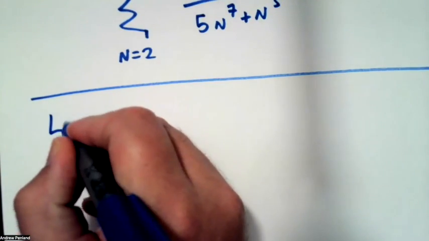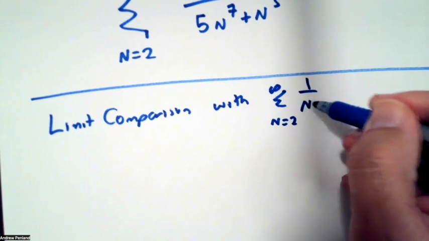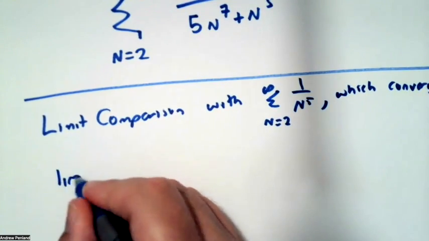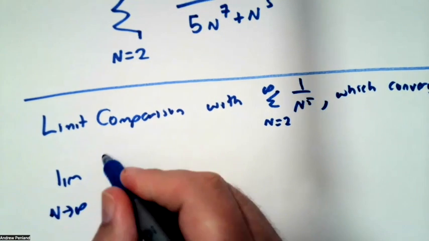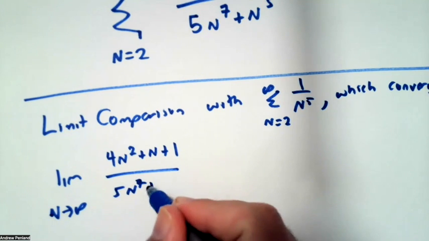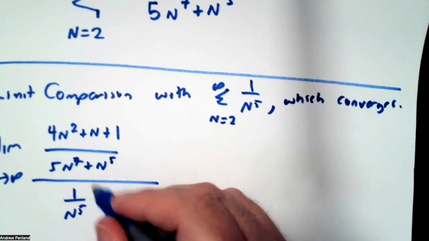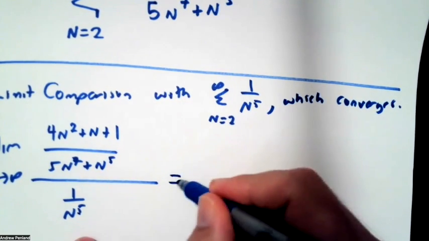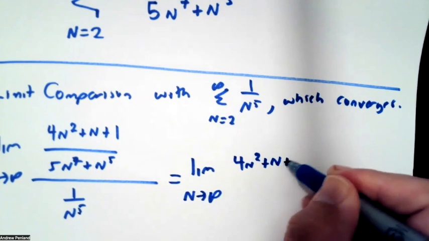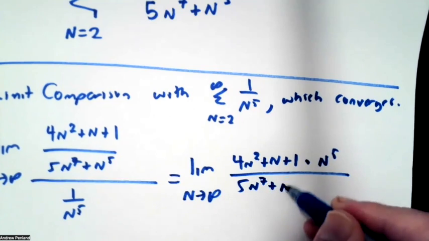So let's do limit comparison with the sum from n equals 2 to infinity of 1 over n to the 5th, which we know converges. So what we're going to do is take the limit as n approaches infinity of 4n squared plus n plus 1 over 5n to the 7th plus n to the 5th, over 1 over n to the 5th. And then we multiply by the reciprocal of this. So this is the limit as n approaches infinity of 4n squared plus n plus 1 times n to the 5th over 5n to the 7th plus n to the 5th.